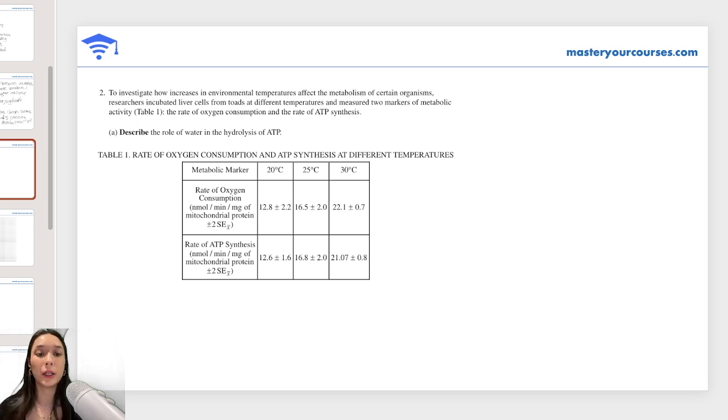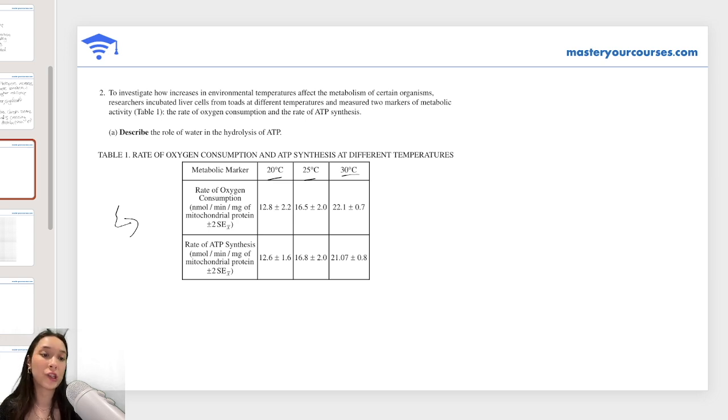Okay, so here's your table here. You've got your two metabolic markers, rate of oxygen consumption, rate of ATP synthesis, and then you have them at different temperatures. You've got 20, 25, and 30 degrees Celsius. Okay, so part A actually has nothing to do with this table.